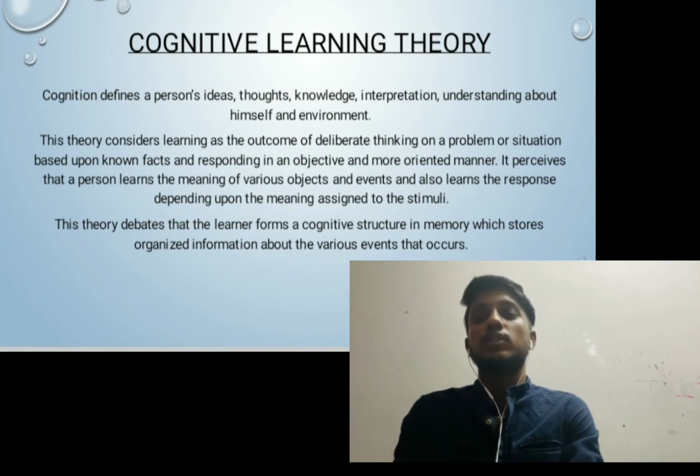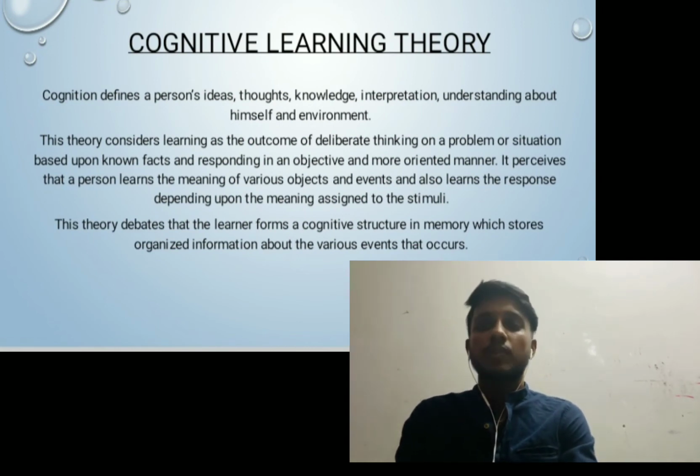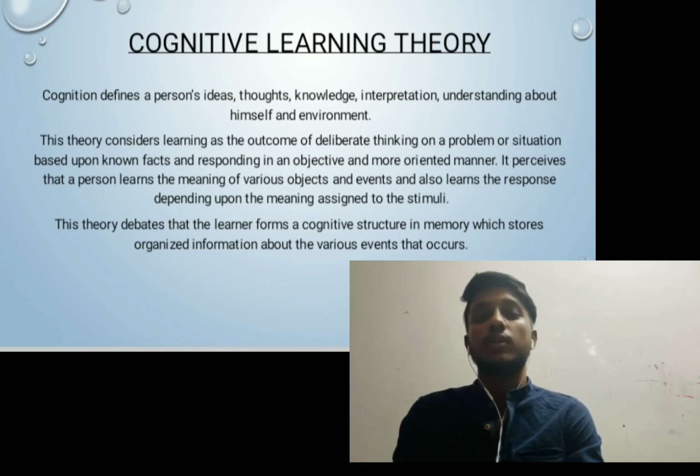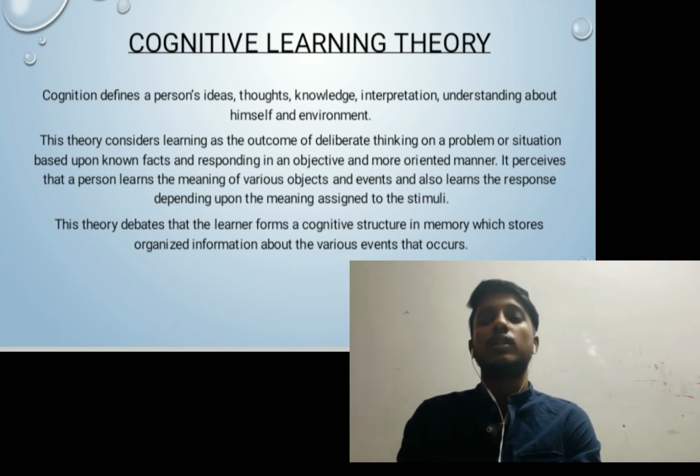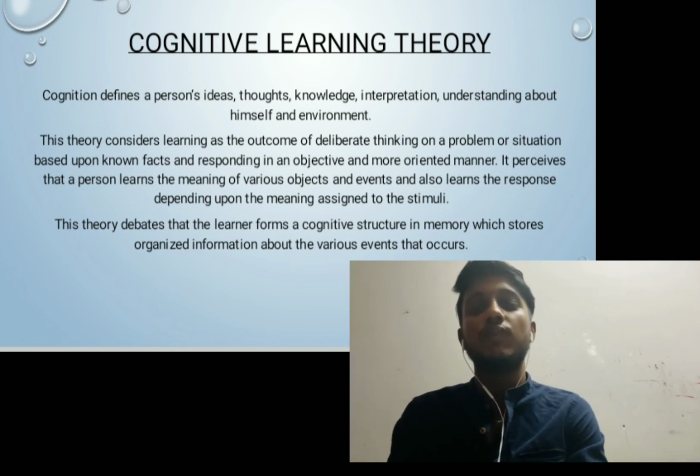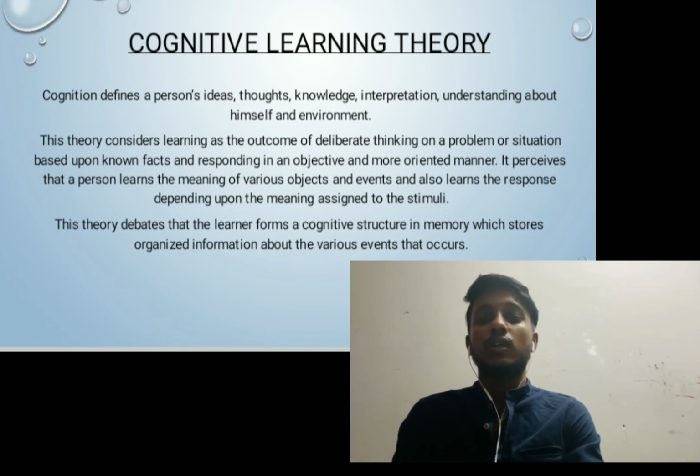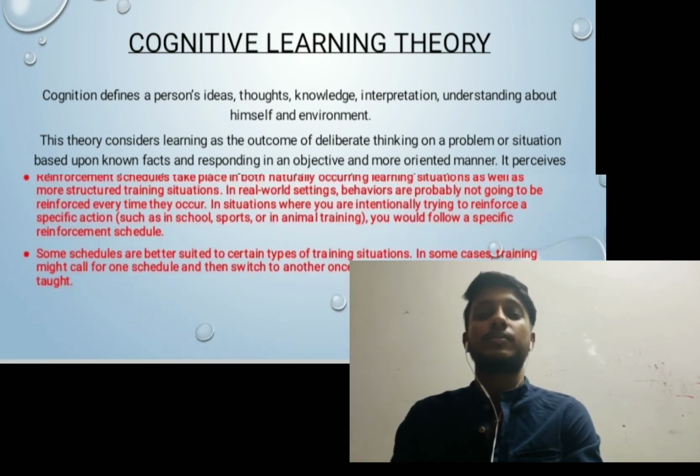Cognition defines a person's ideas, thoughts, knowledge, interpretations, and understanding about himself and the environment. This theory considers learning as the outcome of deliberate thinking on a problem or situation based upon known facts, and responding in an objective and goal-oriented manner. It perceives that a person learns the meaning of various objects and events and also learns the response depending upon the meaning assigned to the stimuli.